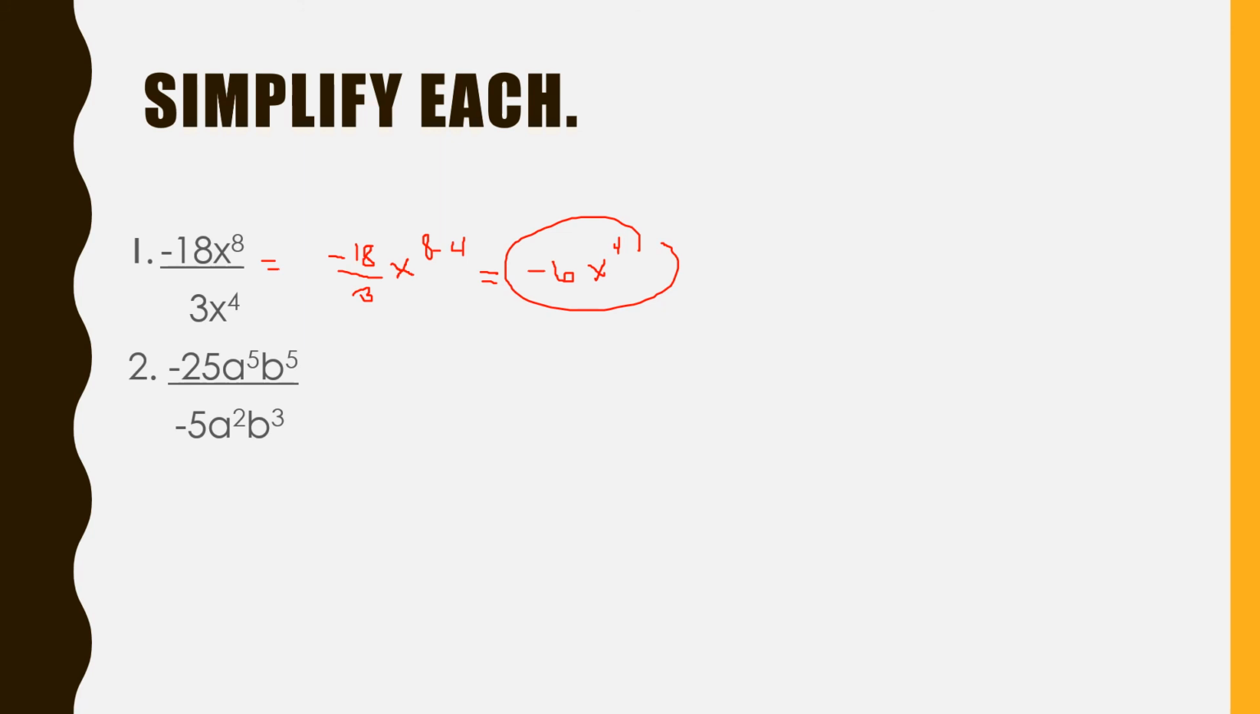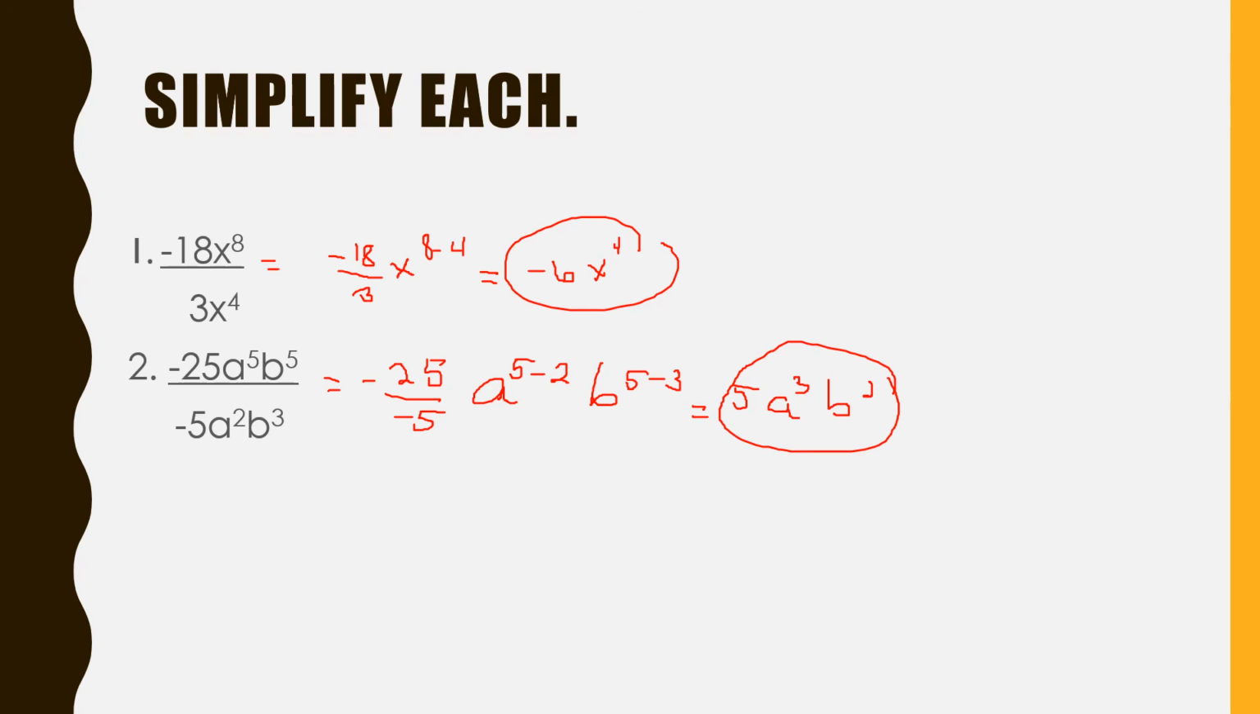25. So we have negative 25 over negative 5. Then A, we have 5 minus 2. And B, 5 minus 3. Okay, so we have negative 25 divided by negative 5, just follow the rules. So remember the rules in dividing. Like sign becomes positive, and unlike sign becomes negative. So that will become 5 because it's positive. And then A, 5 minus 2 is 3. So B, 5 minus 3 is 2. Okay, so our final answer is 5a cubed b squared.